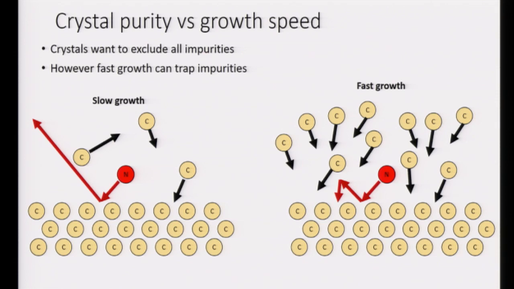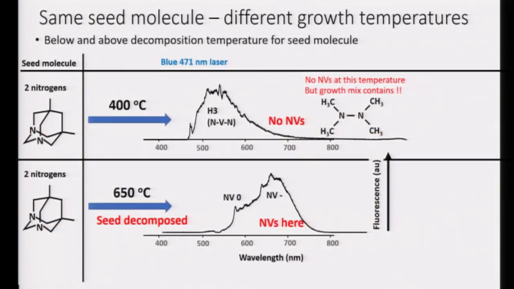So we did the experiment. Same seed molecule, low temperature and high temperature. I showed you this one before. No NVs. This is high temperature. At this temperature, the seed molecule decomposes. You got lots of nitrogen floating around. And sure enough, we get the NV, and we don't get this one anymore.